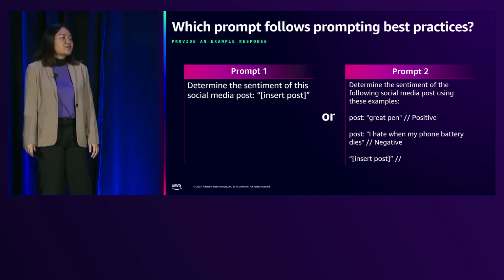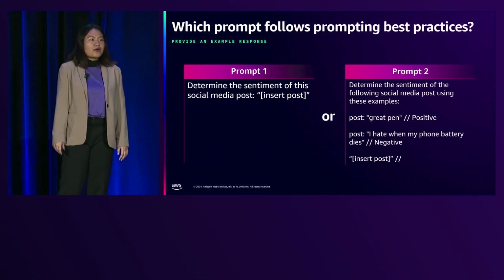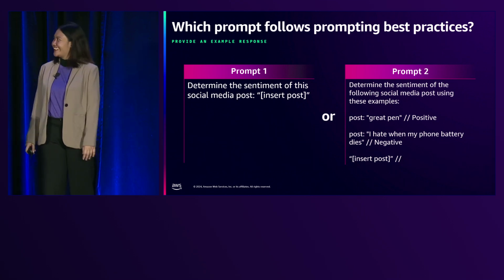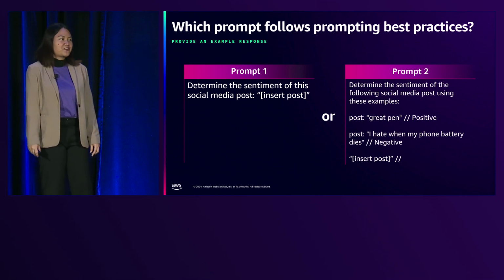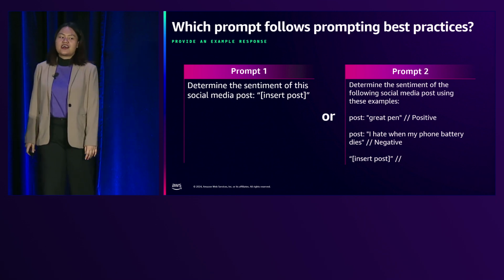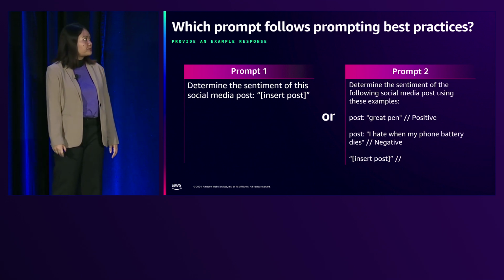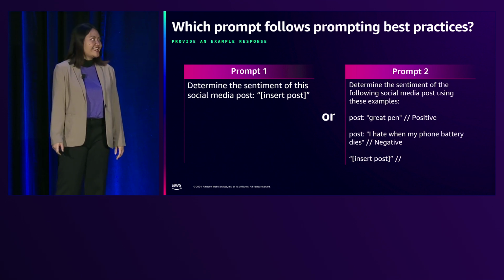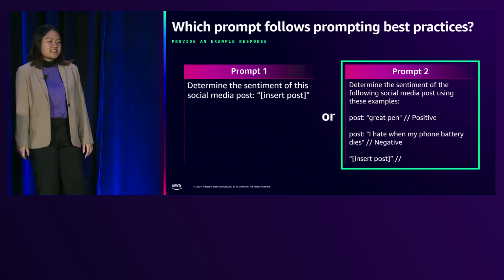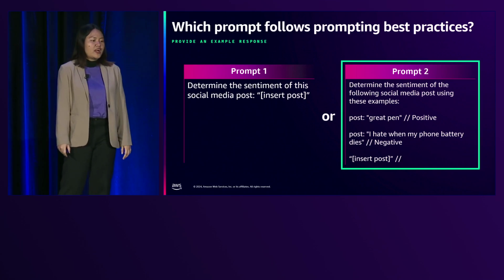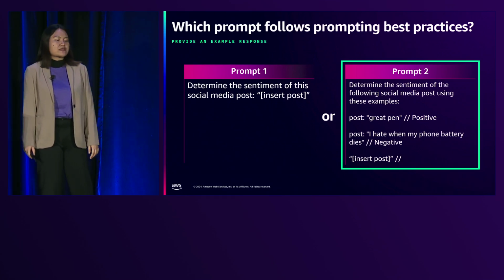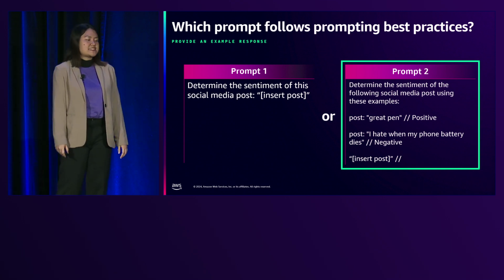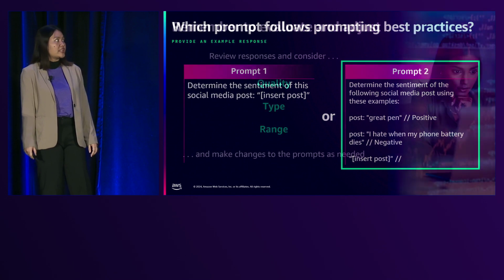All right, so raise your hand if you think prompt 1 was the correct answer. No one? Prompt 2? You can raise your hand if you think prompt 2 was the correct answer. All right, I see most of you raise your hand for prompt 2. So that is correct. For prompt 2, we provide an example response. Compared to prompt 1, we didn't provide any example response.